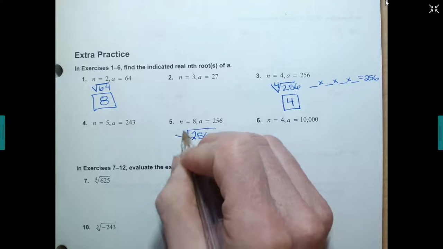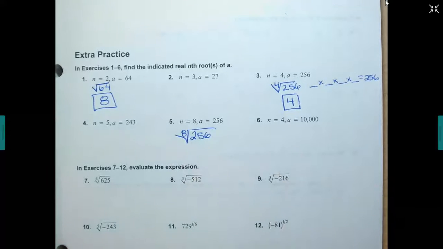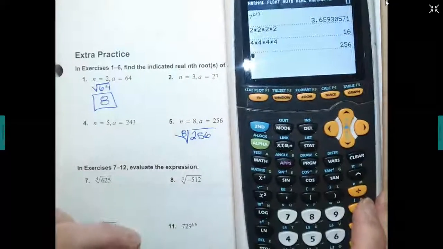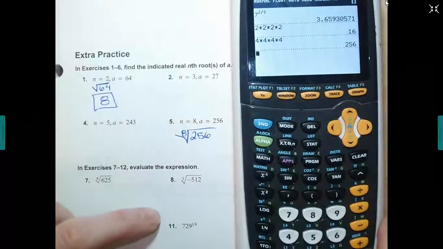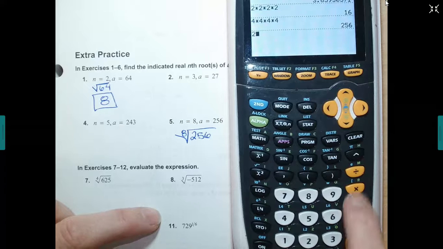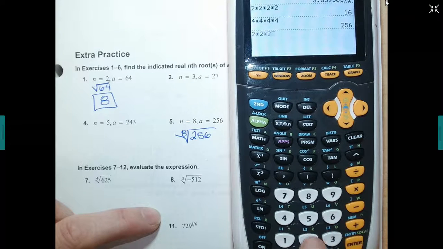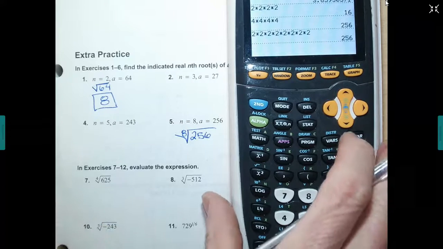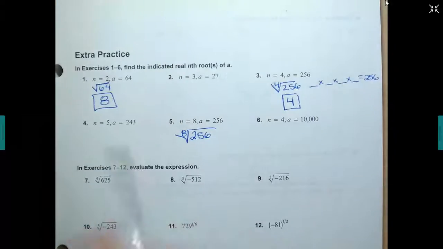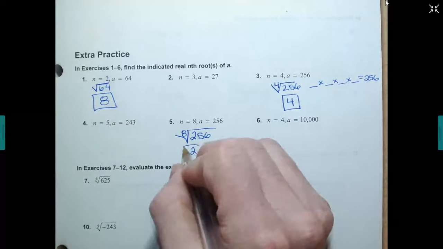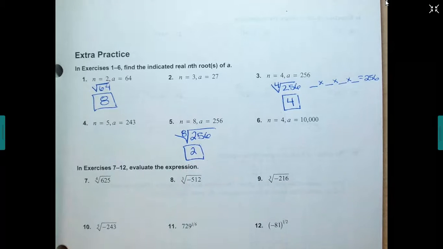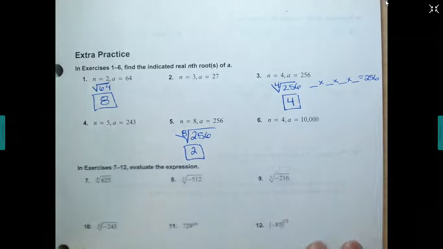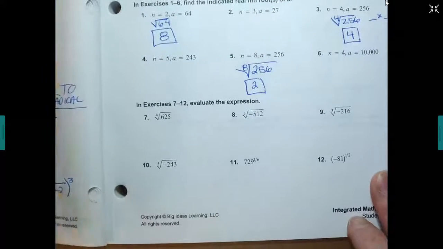All right, oh, we got 256 again. This time we have the 8th root. So what times itself 8 times equals 256? Let's try 2. 1, 2, 3, 4, 5, 6, 7, 8. Sure enough, it's 2. So as you can see, I'm just guessing and checking. I'm just plugging in numbers and checking. So give that a go.